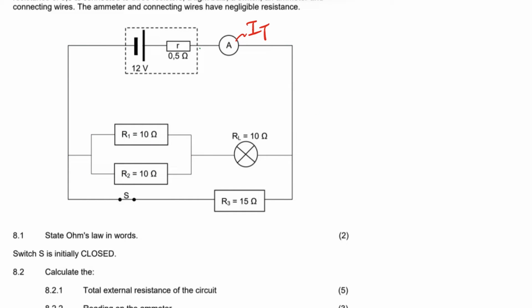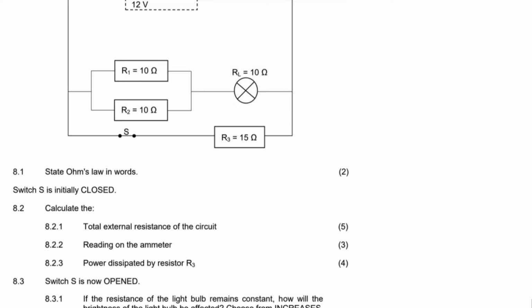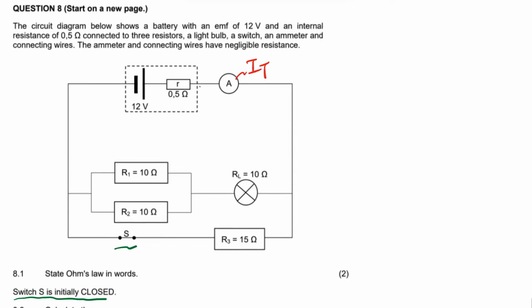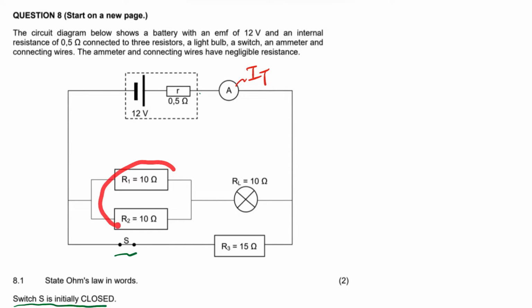Okay. Now let's answer the question. I'm going to start with 8.2. It says switch S is initially closed, which is this one, so all these resistors are effective. In 8.2, calculate the total external resistance of the circuit. That means I have to calculate this parallel section and add this one, because they are in series to each other, and then the total of these two is parallel to that one.